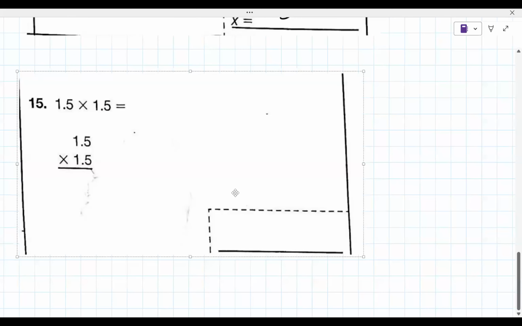15 here. I remember us working on some problems like this a while back. Do you remember how to multiply a number times a number like this? No. Okay. All right, I'll be right back with you to see if you can work that out.